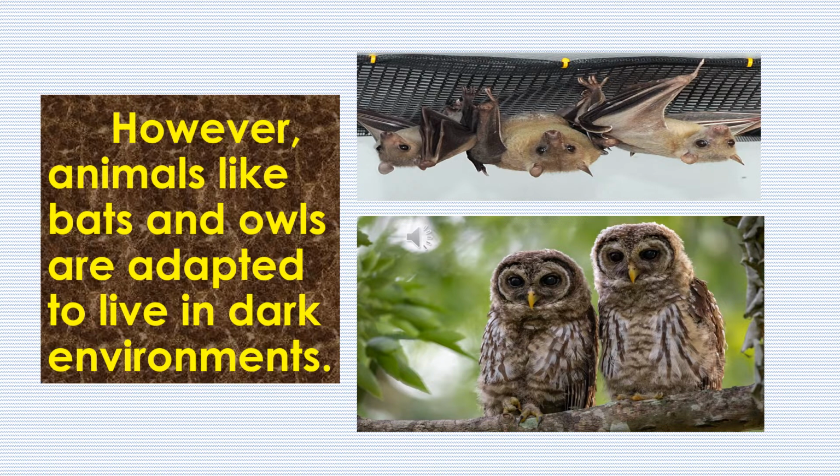Okay, let me read this one for you. However, animals like bats and owls are adapted to live in dark environments. If you look at the eyes of the bats and the owls, they are very shiny eyes. Their eyes are irritated by very strong sunlight. That's why they like to sleep during the daytime and then go and look for food during the night. They like living in a dark place.